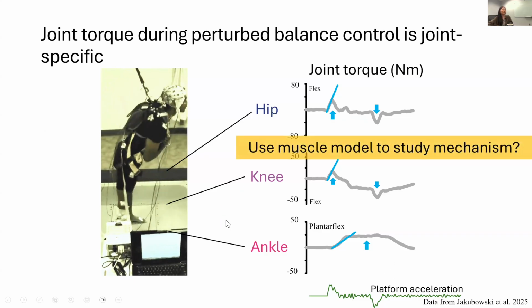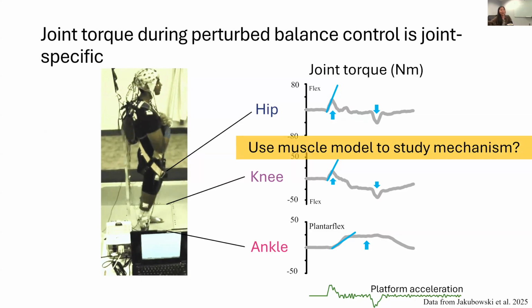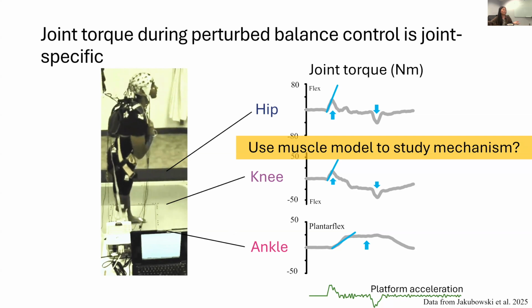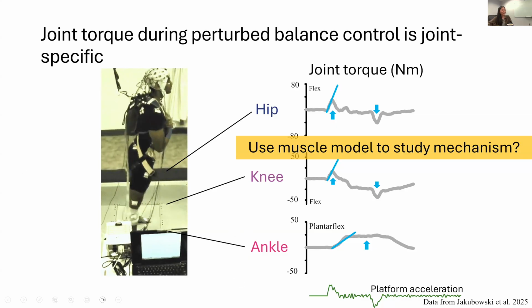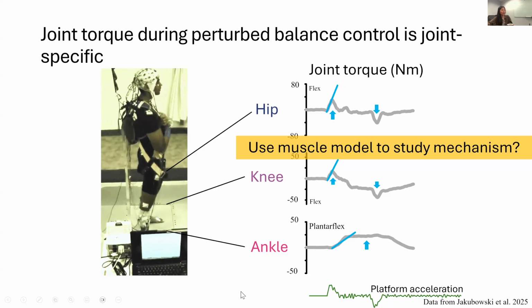So if we want to use a muscle model to study the mechanism and answer questions like why different joints have different torque properties, we may need a muscle model. But let me just show you that the real-time muscle model is not quite suitable for answering these questions.